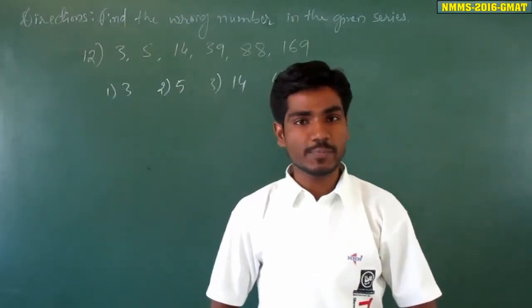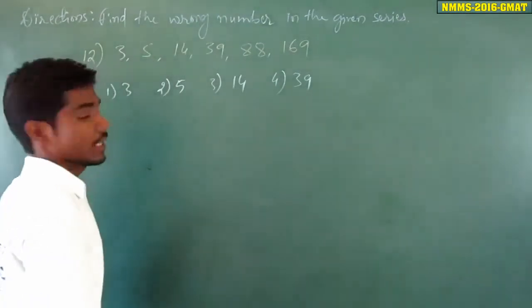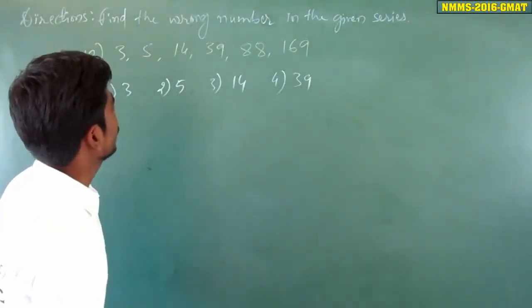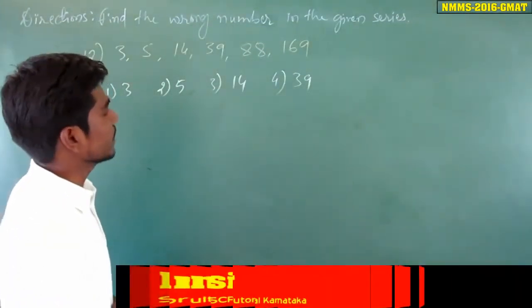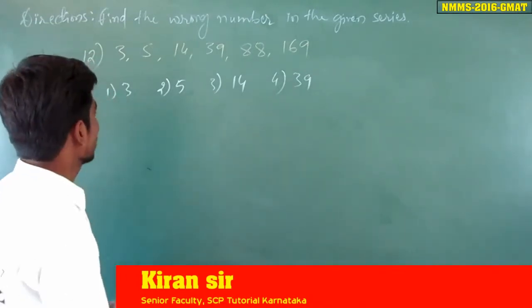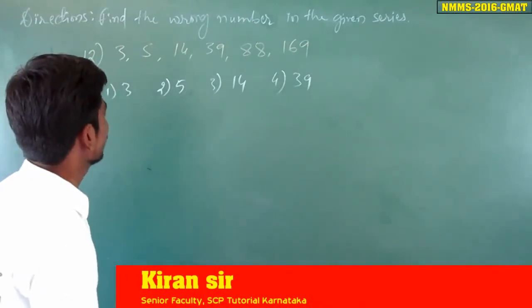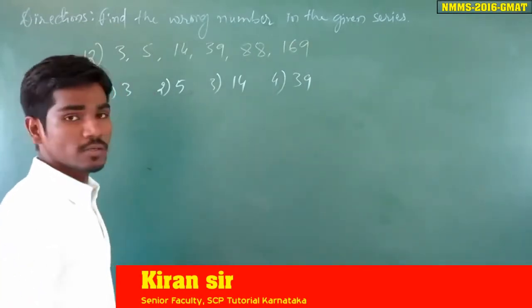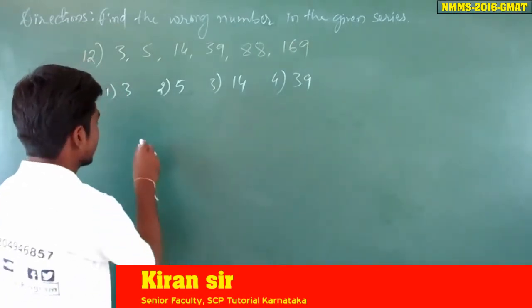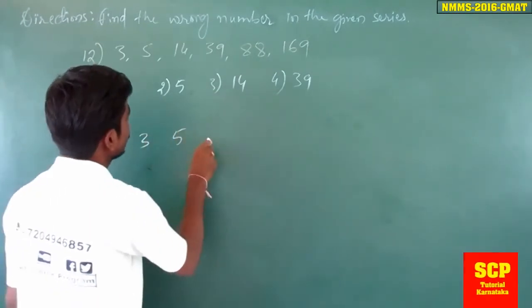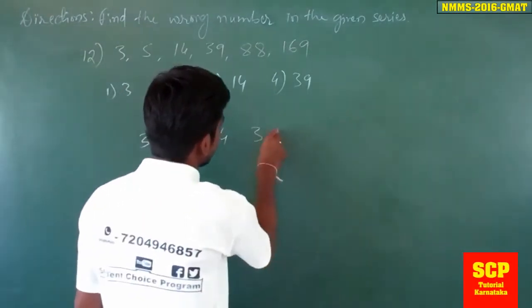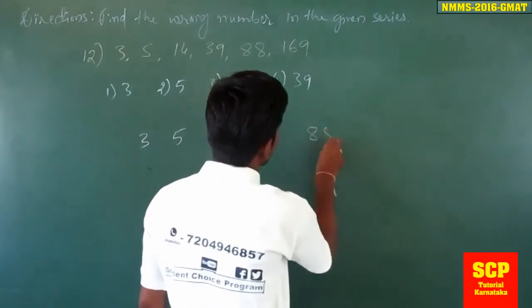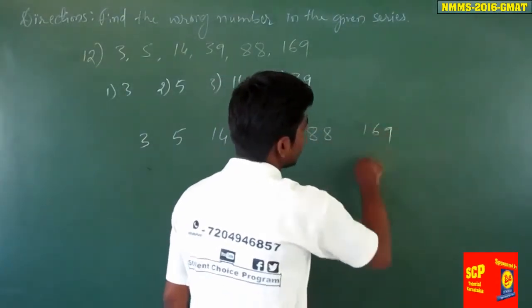Well friends, here's the next problem. The given problem is 3, 5, 14, 39, 88 and 169. Given options are 3, 5, 14 and 39. To solve this, first let me write the given question, that is 3, 5, 14, 39, 88 and 169.